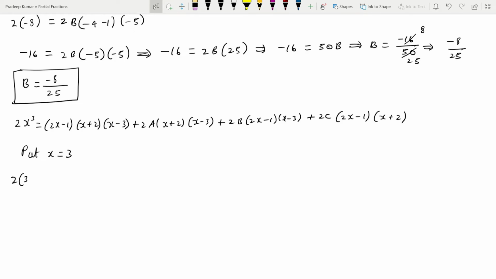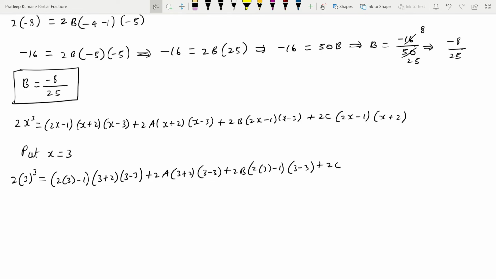So put x equal to 3 in the above equation and we'll see what we get. This is 2 into, in the place of x, 3 power 3. Here 2 into 3 minus 1, 3 plus 2, 3 minus 3, plus 2a into 3 plus 2, 3 minus 3, plus 2b into 2 into 3 minus 1, 3 minus 3, plus 2c into 2 into 3 minus 1, 3 plus 2. So let's solve this. 2 into 3 power 3: 3 3s are 9, 9 3s are 27.